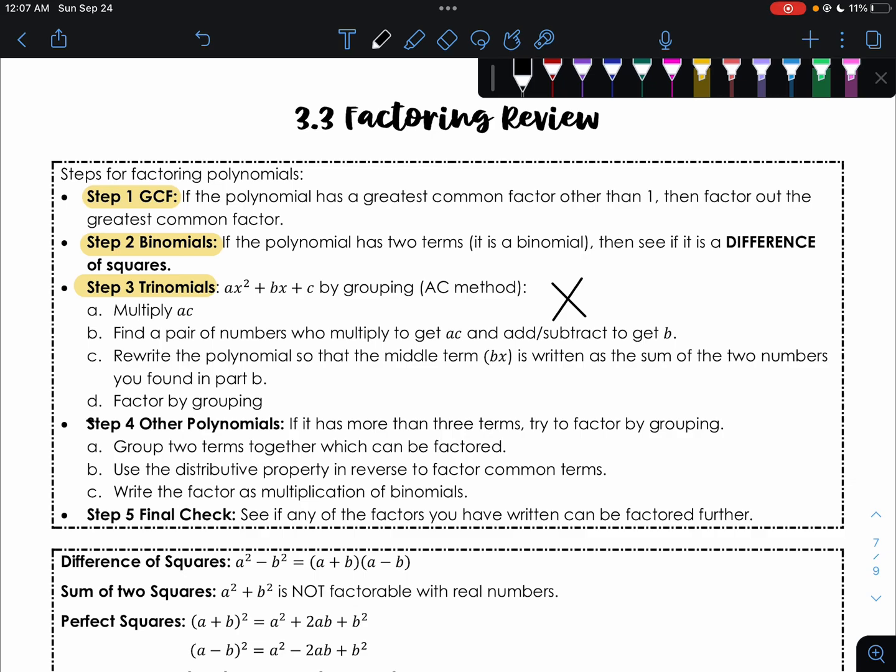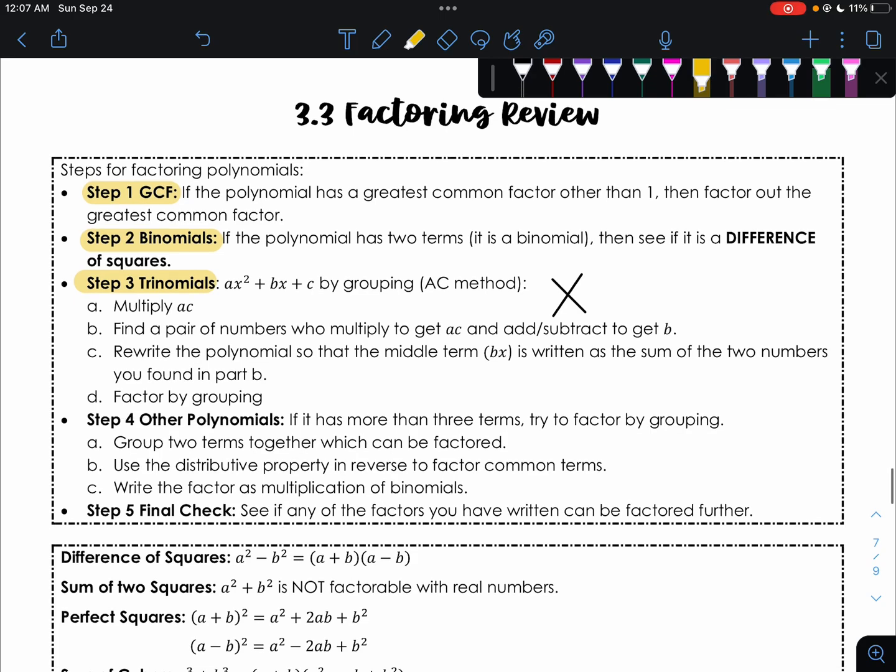Then if we have any other polynomials that have multiple terms, then we go to factor by grouping. In step 5, we just make sure that we have factored everything out first before we say it is our final answer. We want to make sure that it's completely factored.